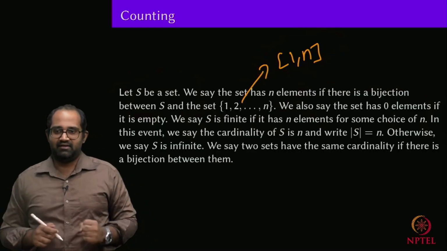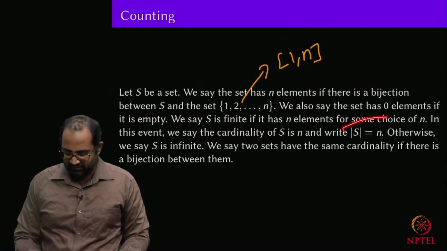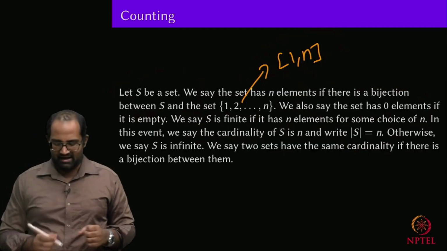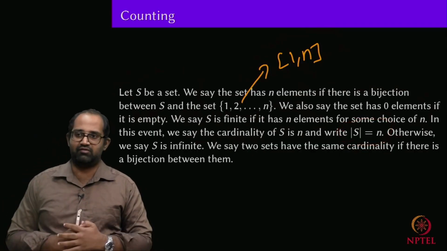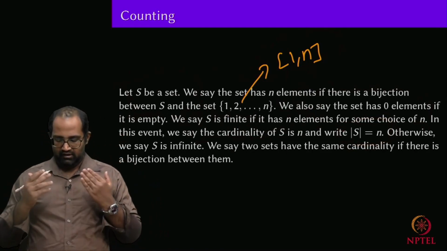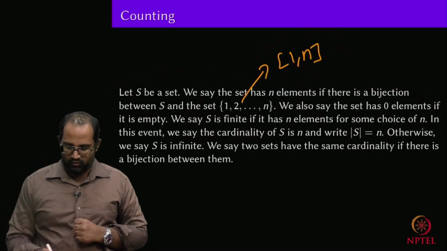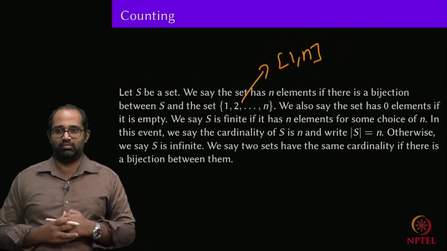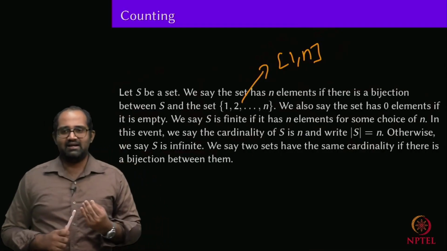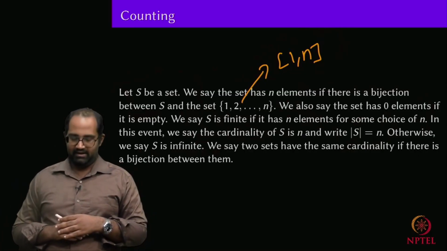Now in this event we say that the cardinality of S is n, and we give a notation. We write something like the absolute value, or modulus, of S equals n. This is to be read as the cardinality of S, or the number of elements of S, is n. Otherwise, if it is not possible to find a bijection from S to any initial segment 1, n and S is non-empty as well, then we say the set S is infinite. Now cardinality is just a fancy word for number of elements. Don't get too bogged down by it.